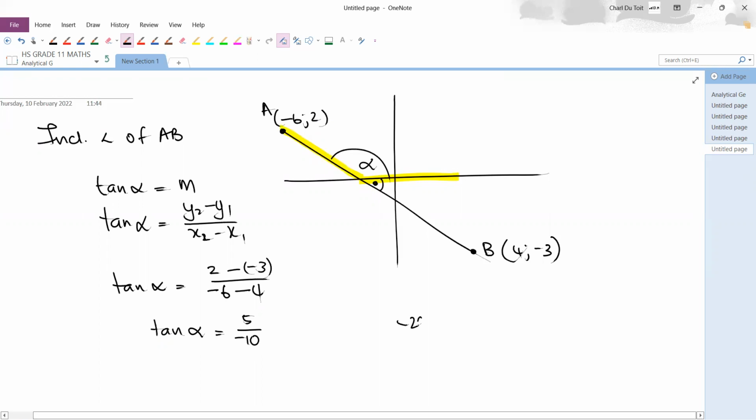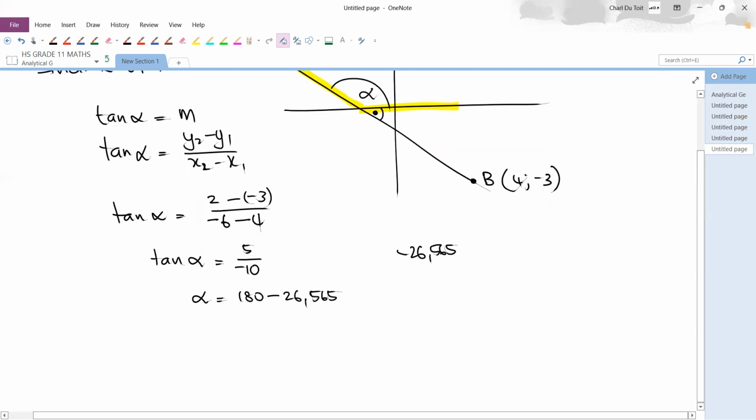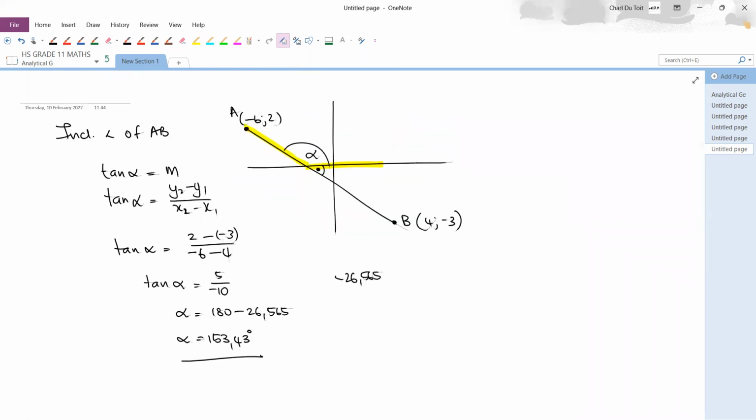5 over -10. So I get -26,565. So what is alpha? Alpha is 180 minus that angle, so you're just going to add 180 to your calculator. 153,343. Is that cool?